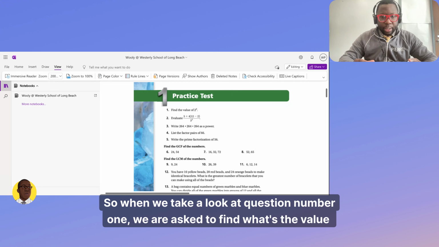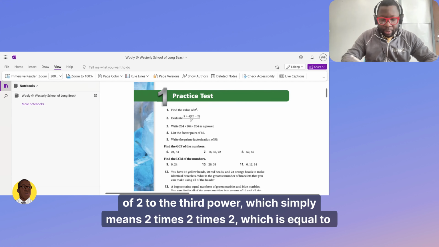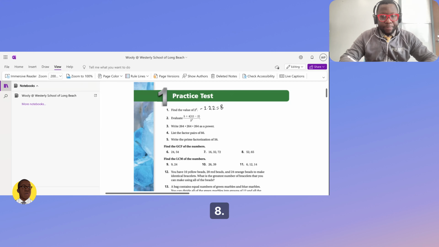So when we take a look at question number 1, we are asked to find what's the value of 2 to the third power, which simply means 2 times 2 times 2, which is equal to 8.